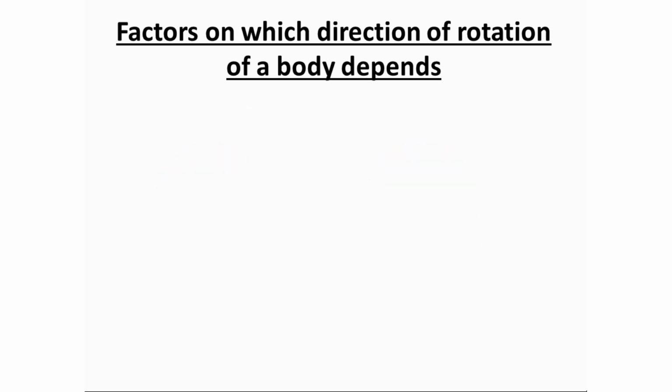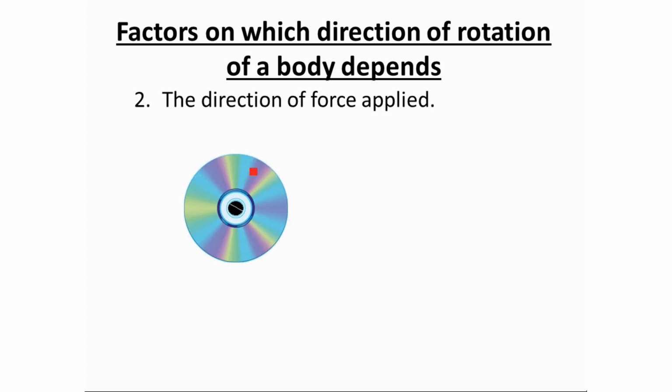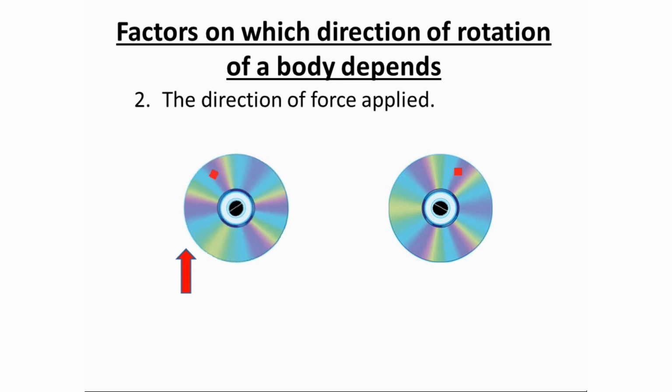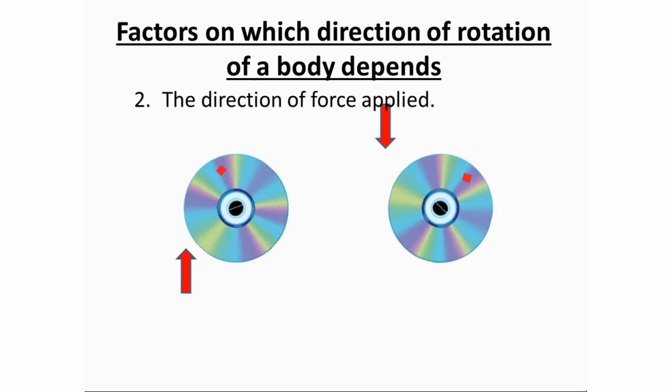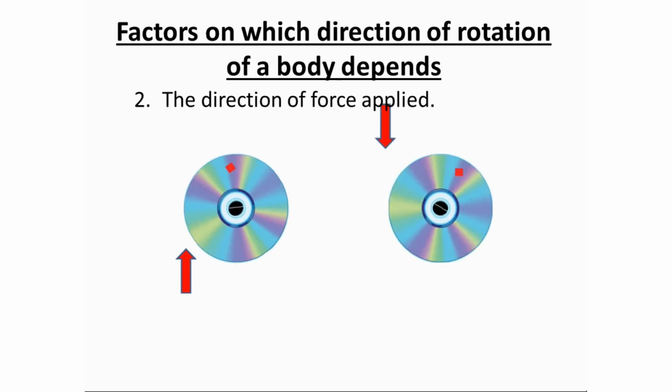Second, the direction of force applied. Consider the same disc and I apply force at this point. The disc rotates in clockwise direction. Now, if I apply a force in downward direction at the same point, the disc moves in anti-clockwise direction. Thus, by changing the direction of application of force, we can change the direction of rotation.